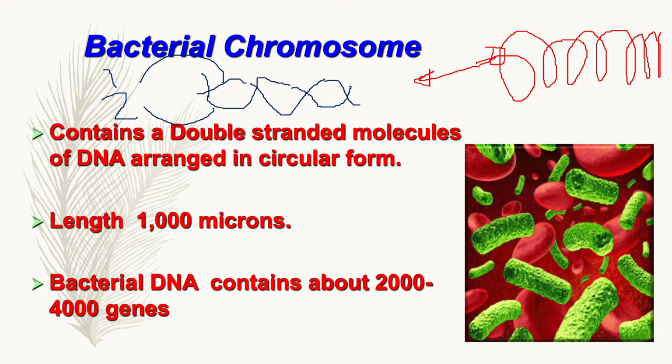The length of the bacterial chromosome, you can see here, is about 1000 microns. Also, the bacterial DNA or chromosome contains from 2000 to 4000 genes. And as I mentioned in the previous slide, some of these genes are useful for bacteria. Some of them are not useful for the bacterial cell.